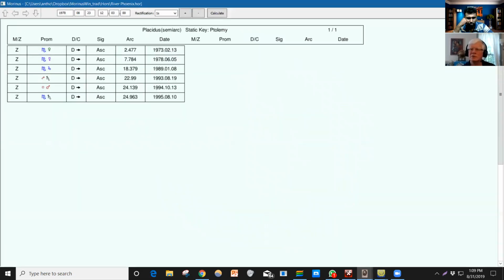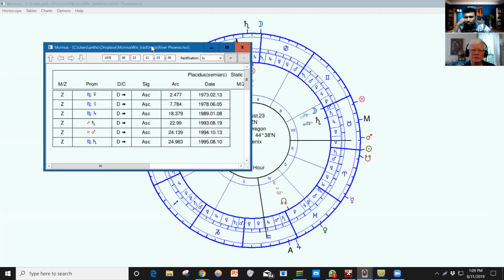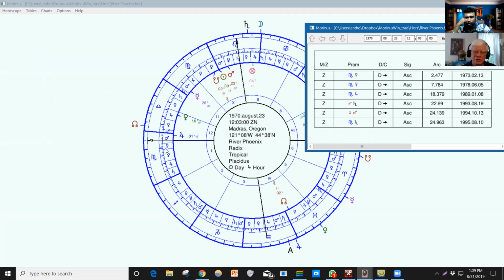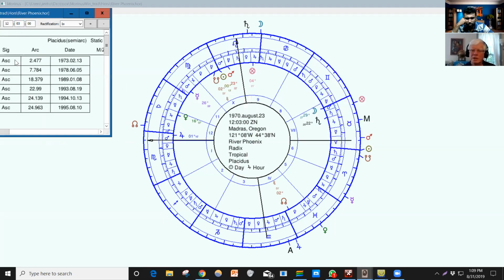I didn't want to do that. I'm trying to move this out of the way. Here's Scorpio, here's the Jupiter bound. This came on the ascendant. So Jupiter becomes a prominent planet in this time period. And what does Jupiter represent in his chart?